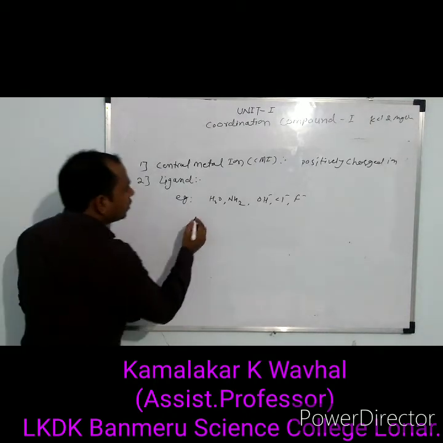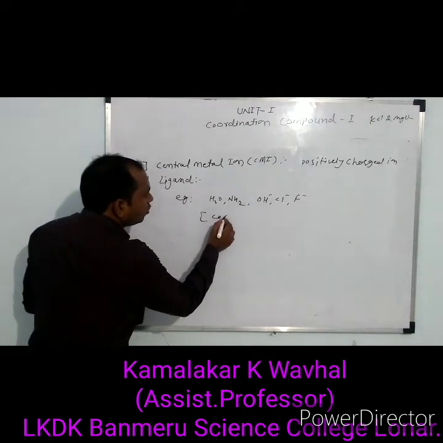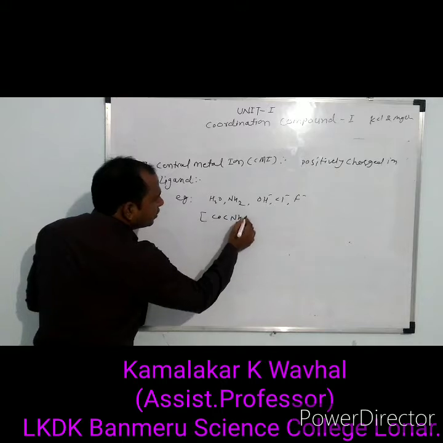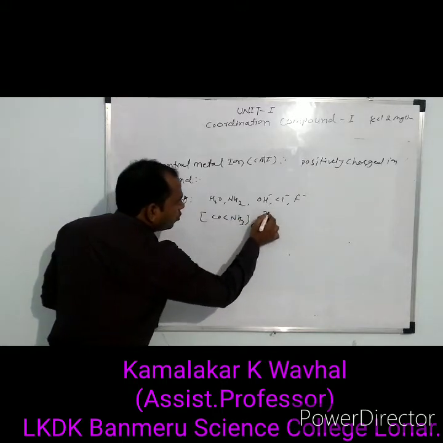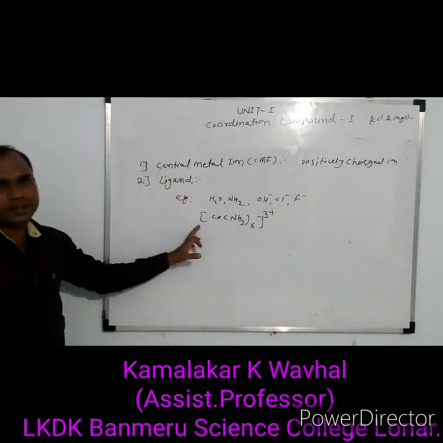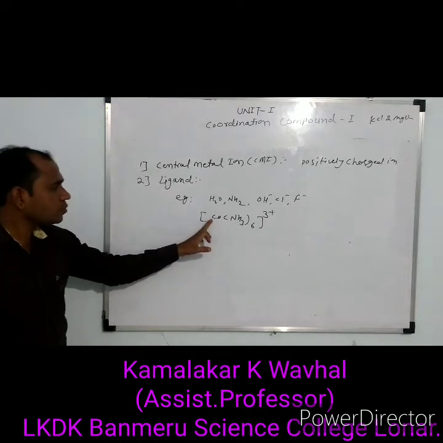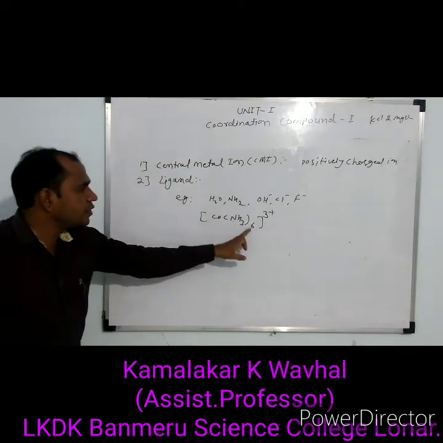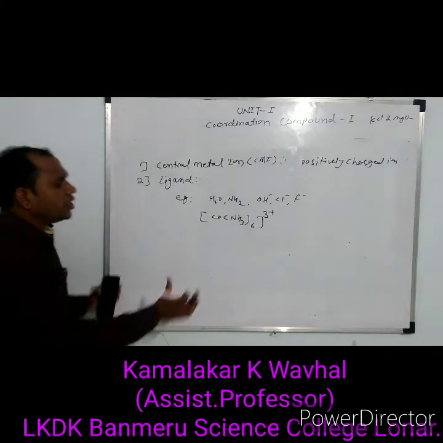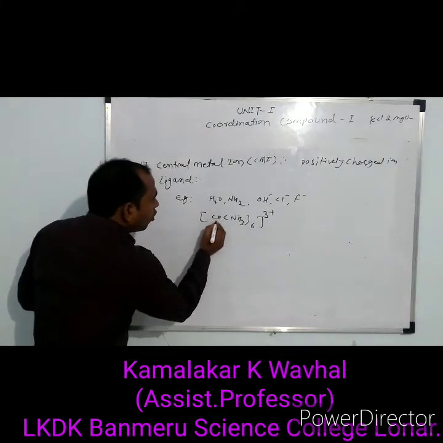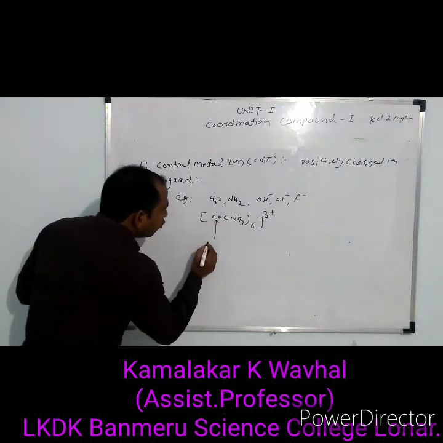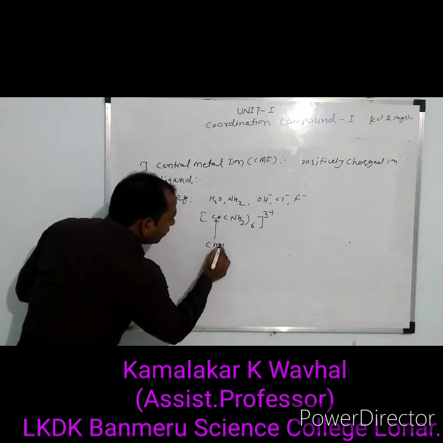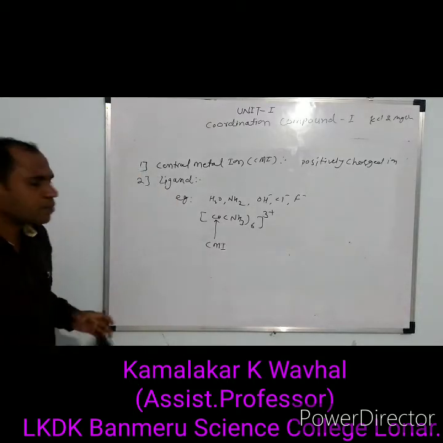In a coordination sphere, I take one other example, [Co(NH3)6]3+, a tripositive complex. This is the coordination complex. In this complex, Co, or cobalt, is the central metal atom. Why is it called the central metal atom?